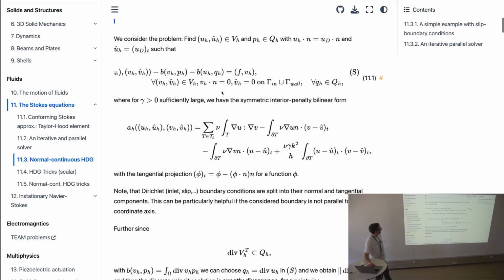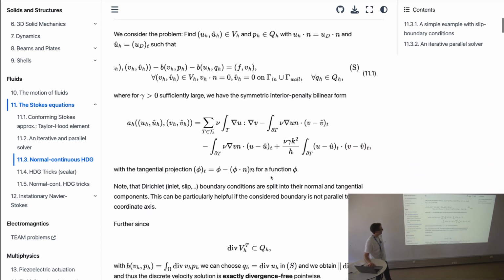As mentioned already, you have seen this probably yesterday to some extent. I don't know how much detail you have seen. But basically we now reformulate our Stokes equation that we had at the beginning. Here we have our A block and we have our two B blocks again. But now the crucial thing is that for this A block we have to use some kind of a symmetric interior penalty method, for example.